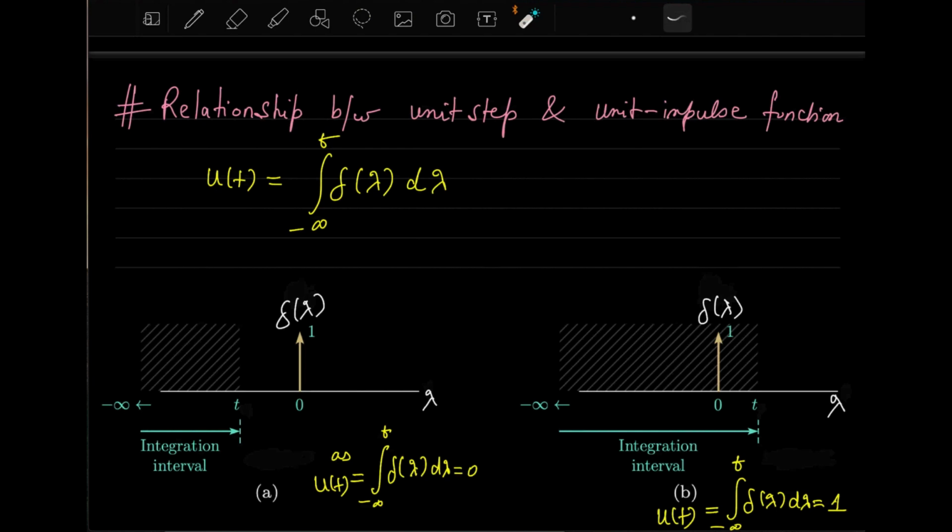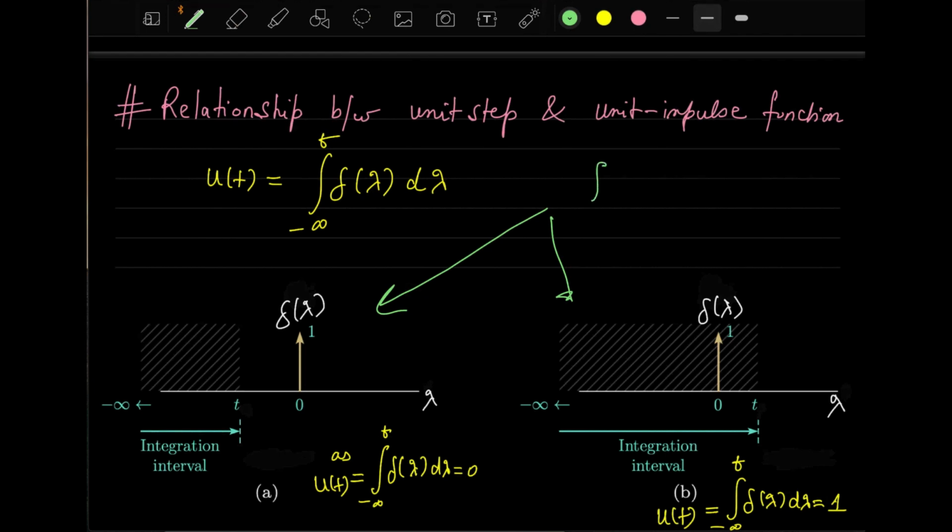And if the impulse is lying within this area where you are integrating, that is from minus infinity to t, then you can see that u(t) will become 1. So the value of the integration, as you can see, is 0 if t is less than 0, and if t becomes greater than 0, then the value becomes equal to 1. So you can write it like this.